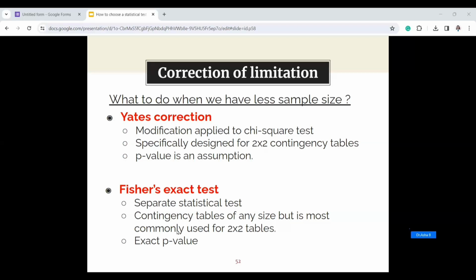So whenever we have a less sample size, we have two things. One is Yates correction to be applied, and one more is Fisher's exact test. So Yates correction is a modification of the chi-square test and it is specially designed for 2 into 2 contingency tables. Whereas Fisher's exact test is a separate test, it can be applied to any of the contingency tables. Like it's not only for 2 cross 2, it can be applied for any of the tables. And the p-value what we get here is an exact p-value, whereas in the Yates correction, it is just an assumed p-value. So if at all we want to choose between Yates correction and Fisher's exact test, go for Fisher's exact, don't go for Yates correction.